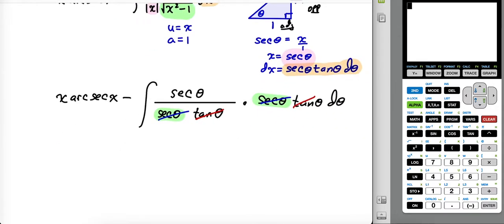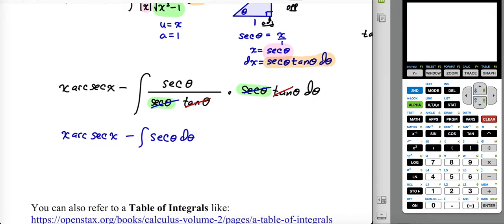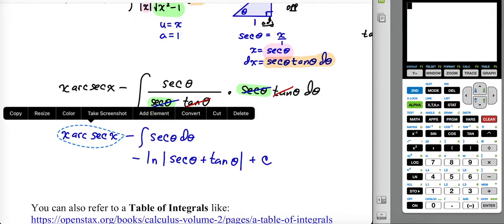So I'm left with x arc secant of x minus the integral of secant theta d theta. The antiderivative of secant theta d theta is, so we have the negative built in, ln of secant theta plus tangent theta, plus c. All that other stuff comes along for the ride.